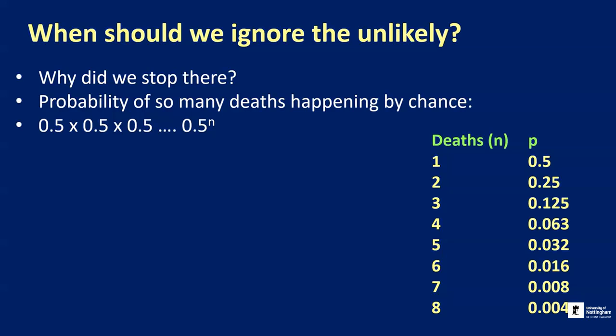Everybody was dying. So by the time we got to 5 people dying in a row, what we're saying is the chances of that happening, if the poultice was not having any effect, are pretty small, 3%, so small that we're fairly confident that what's really going on is the poultice is having an effect. It's actually killing people. So we should stop the trial and abandon this as a possible treatment.